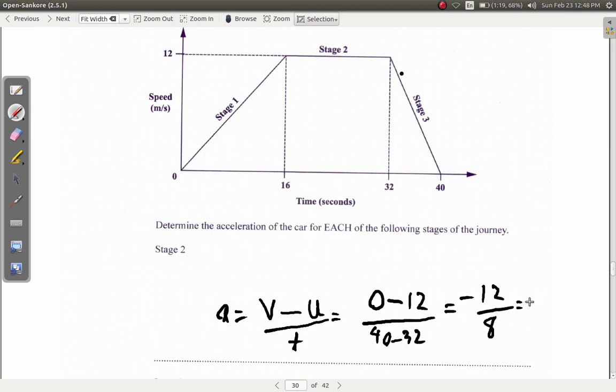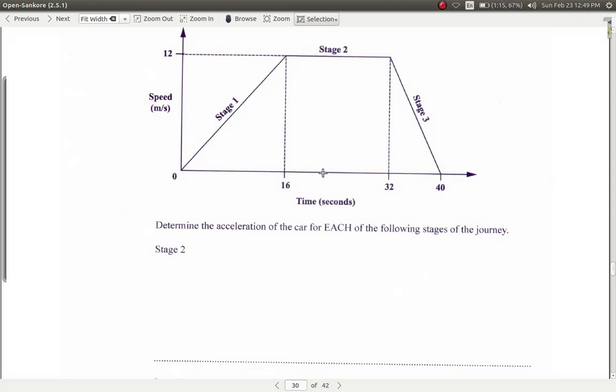So in this case, this would be negative 2 into 12 is 6, 4 into 12 is 3, 4 into 8 is 2. So this would be negative 1.5, let me write it here, negative 1.5 meters per second squared. When the acceleration is negative, that means it slows down. So negative 1.5 meters per second squared is the acceleration during stage 3.